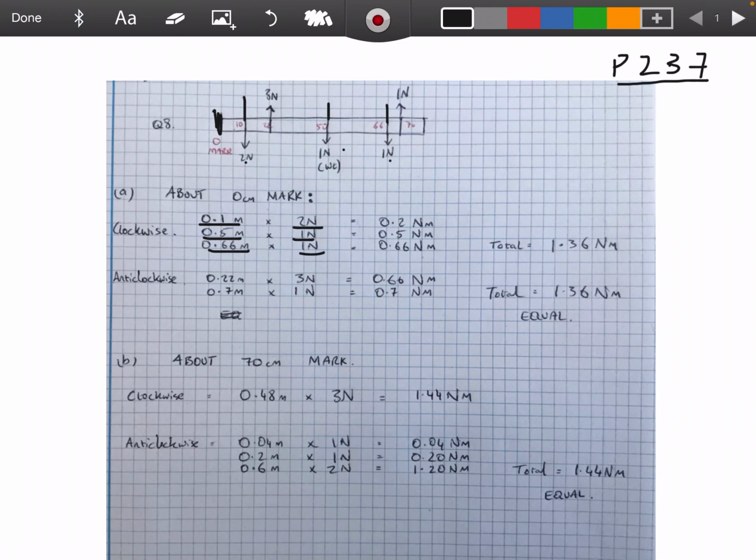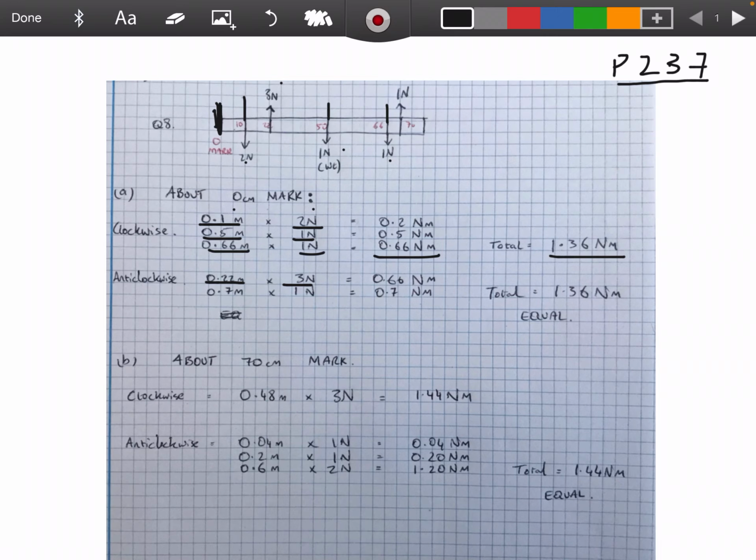So we've got the 3 of those, multiply them again, force by distance gives us our newton meters, and I add the 3 of those together to get the 1.36. Now remember, this is all to do from the 0 mark, from this position. The anti-clockwise ones are the ones pointing upwards in this instance. You've got the 3 newton weight, or the 3 newton force, whatever you want to say. That is 22 centimeters away from the 0 mark. So it's 0.22 meters, and it's 3 newtons.